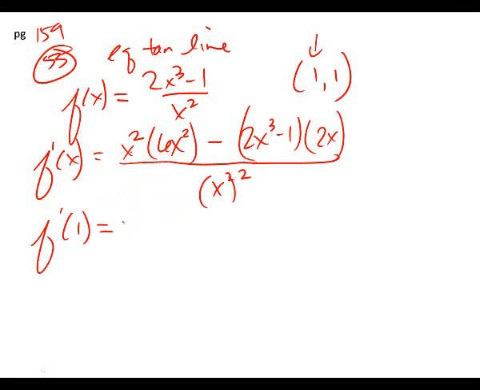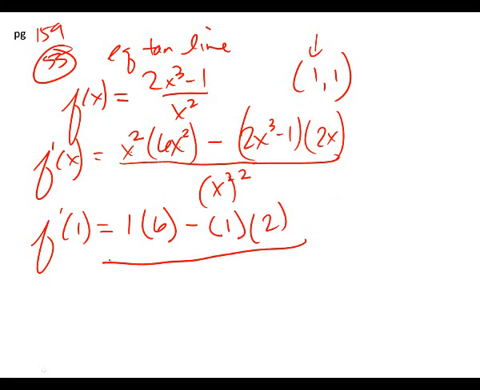Okay, so what's 1 squared? 1. 1 squared times 6, 6. Let's see. That's going to be 2 minus 1, which is 1. 2 times 1 is 2, all over 1, right? So let's see. 6 minus 2 is what? 4 is your slope. So we go point slope: y minus what? Equals what's your slope? 4, times x minus 1.